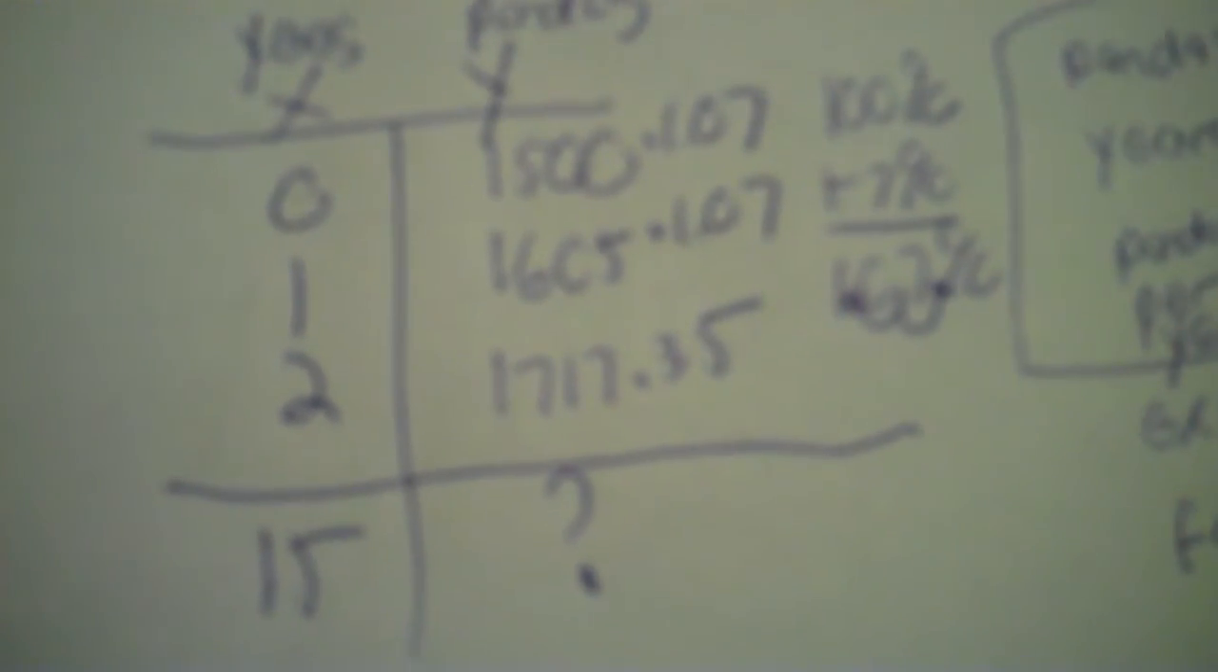The line is when you repeatedly add. That's linear, okay? But now you're multiplying every time, so you're going to take a times b to the x power equals y. So the a is 1500. The b is that factor that you multiply by every time, caret, and then you insert 15 for the x equals y.